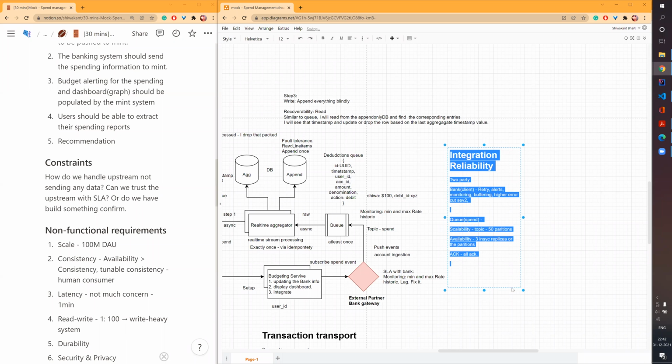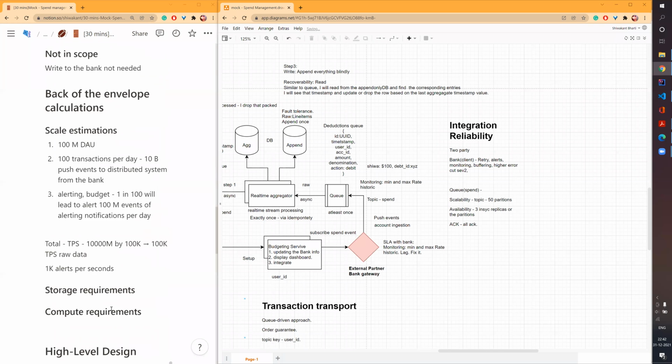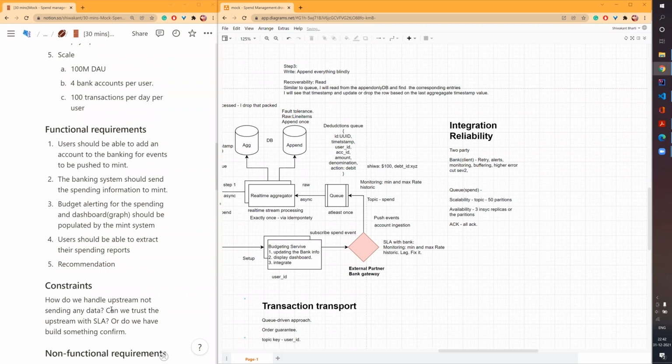One quick thing. When you say 50 partitions, are the partitions based on per bank, something like that, that you are thinking, or? Okay. Yeah. So good question. So first of all, let me think about the. Okay, no worries. Yeah, let's move on.